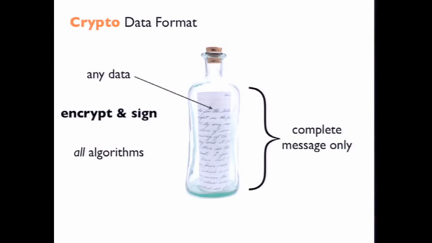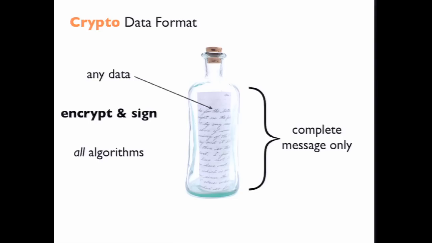Okay, so let's have a look at the crypto data format, which is a little bit older than the XML security data format. And the crypto data format is really flexible. It simply encrypts or signs any data you can put inside a Camel message. It doesn't care about it. And you can use any crypto algorithm you find on your system. So whether it's symmetric, asymmetric, hybrid, crypto doesn't care and uses it.